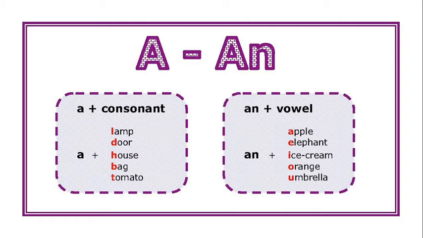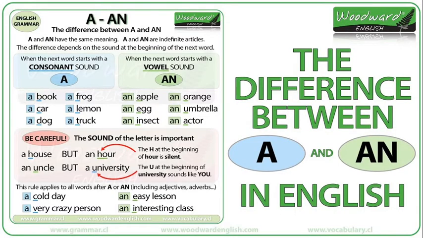But here: apple, elephant, ice cream, orange, umbrella, all these words begin with a vowel sound: a, e, i, o, u. So we have to use the indefinite article an before a vowel sound. We have to be very careful when we use articles. Here, a house. This word begins with H. So we have to use the article a because this word begins with a consonant sound.